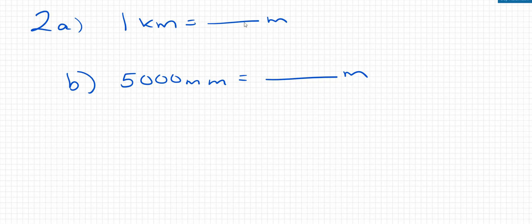Okay, so 1 kilometer is how many meters? Well, I know 1,000 meters makes up 1 kilometer. So that will be 1,000. And of course we can use our conversion chart as well. 5,000 millimeters is how many meters?